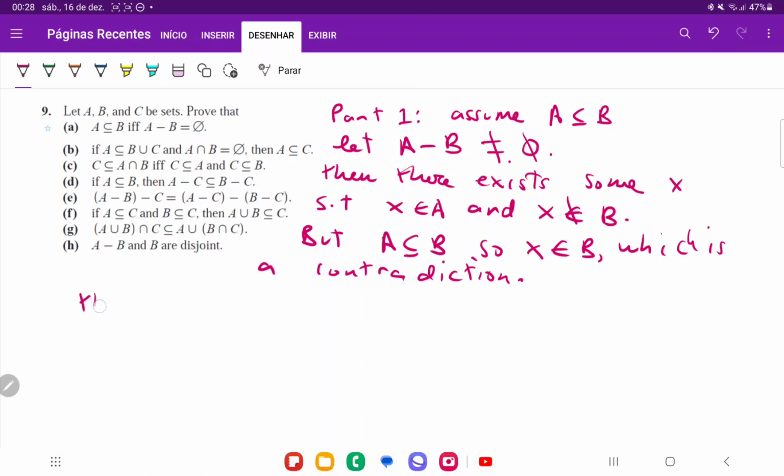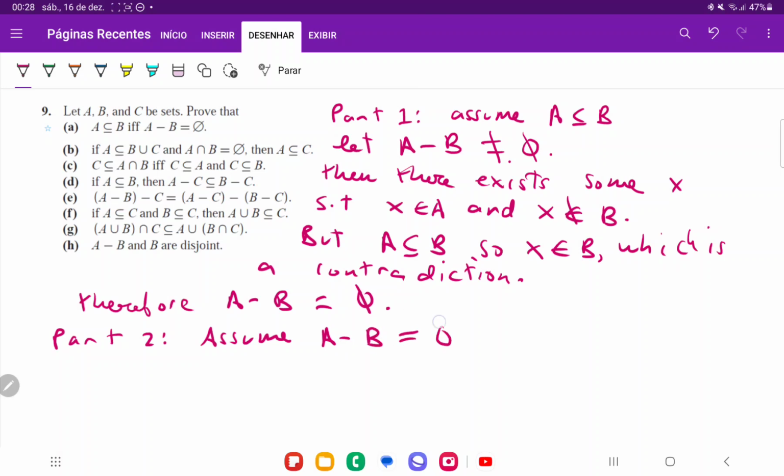And so our conclusion should be, therefore, A minus B has to be empty, because we supposed that it wasn't empty, right? That there was some x in that set, and we showed that that led to a contradiction. So now we're going to do part 2. For part 2, we're going to assume that A minus B is empty, and then show that it leads to A being a subset of B. So, assume that A minus B is empty.